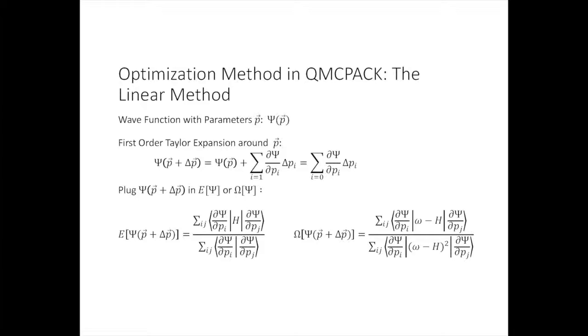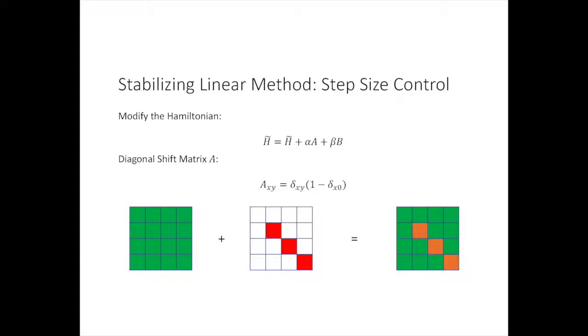In order to do that, we use a modified Hamiltonian. We add two additional matrices, A and B, to our bare Hamiltonian matrix, and both are multiplied by a scalar, alpha and beta. So let's talk about the A matrix first. The A matrix is a simple one. It's nothing but a diagonal matrix: it's one on the diagonal, but zero for the rest, and also zero for the 1-1 element of the matrix.